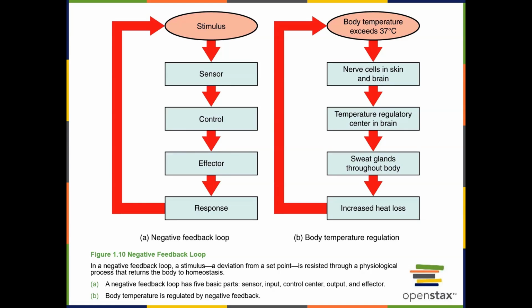The control center then sends the output command. In this case, the commands travel out through nerves that go to sweat glands in the skin throughout the body. Sweat glands are stimulated to produce a watery secretion that evaporates, helping to remove heat from the body, lowering body temperature back towards the homeostatic set point.